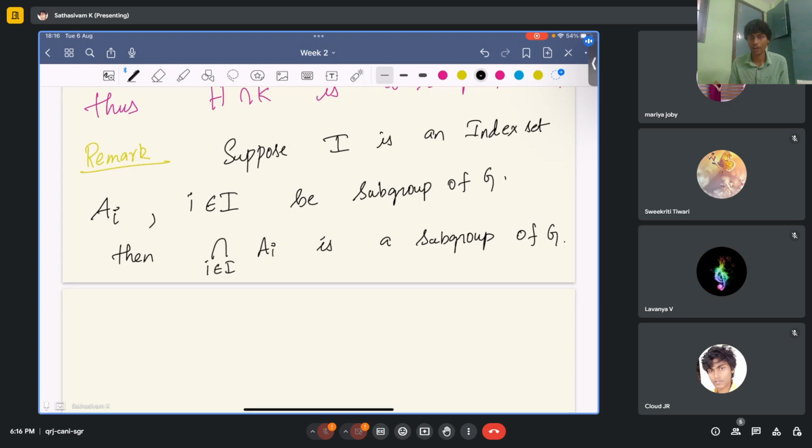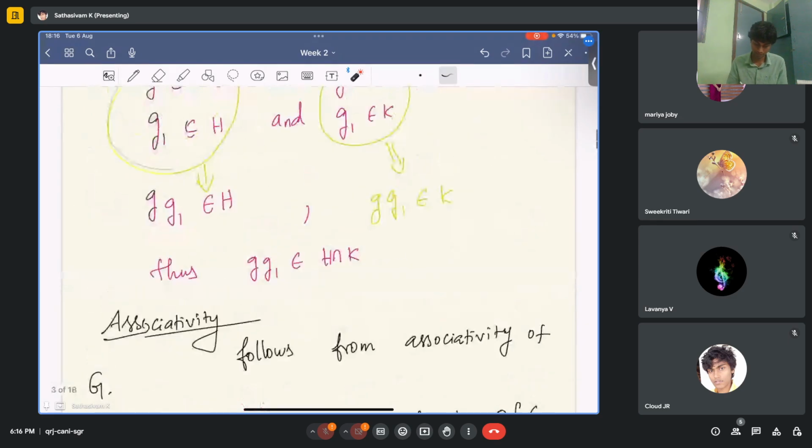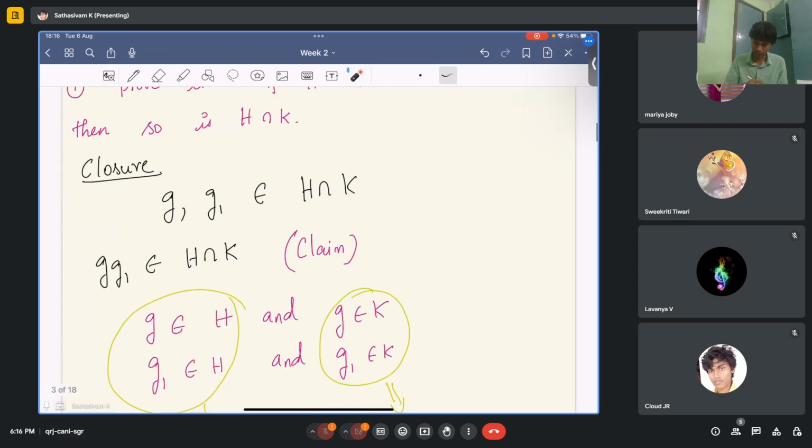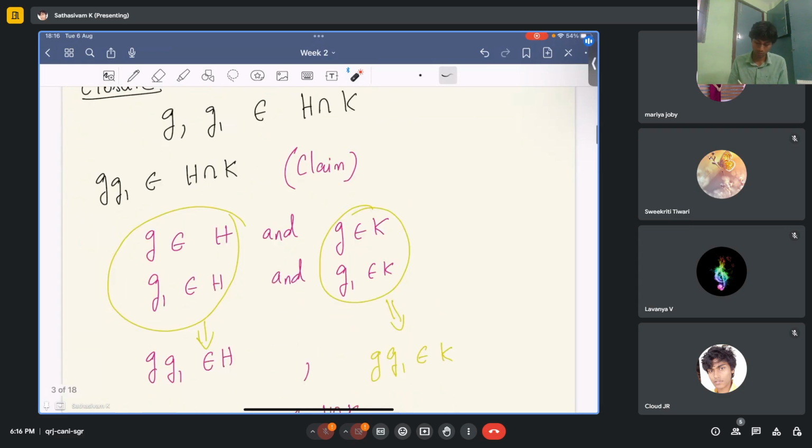So here the I need not be countable or anything. I can be any set. So still you can prove it. The proof goes exactly like the earlier one, exactly like all the four properties you are going to prove. But here you cannot write it like that, so you just have to write it generally. Instead of H and K, you just write A_i. That's all. Replace this by A_i, and then you get the proof.